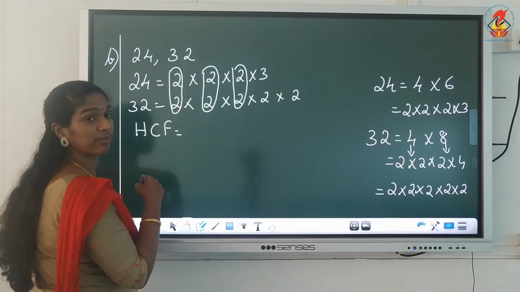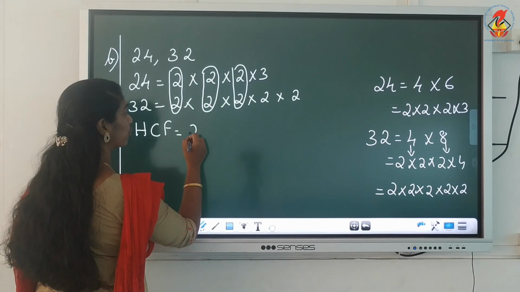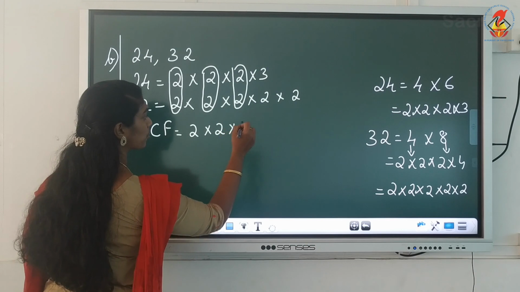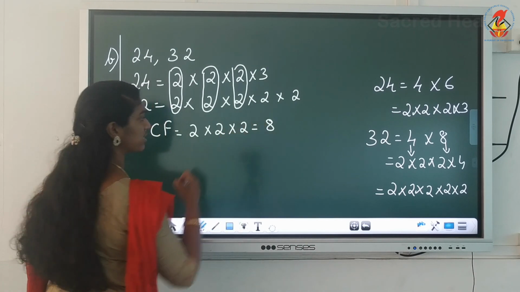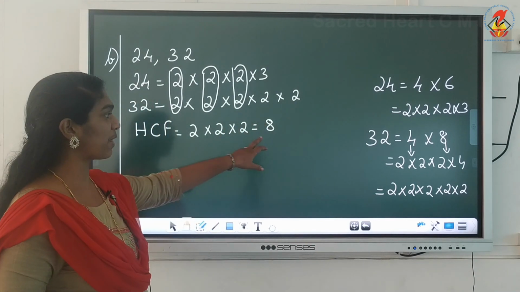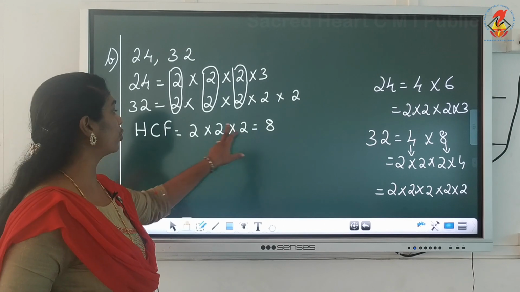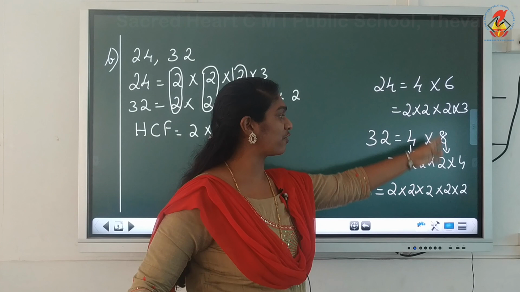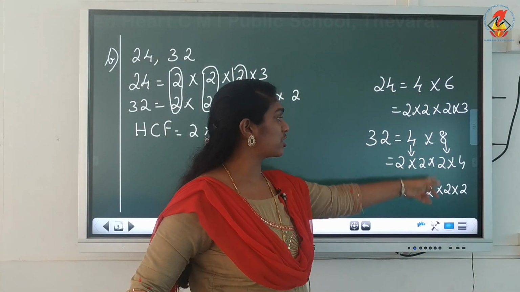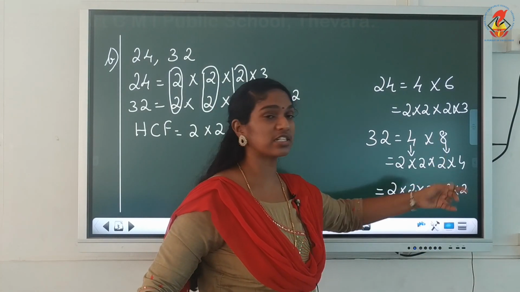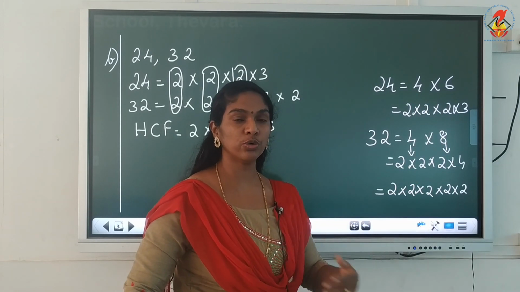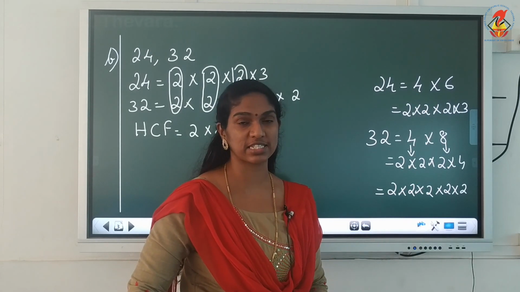I'll take one from each group. I'll only take from the group. 2, one from this group and one from this group. What do I get? I get 8. So children, what is the prime factorization of 8? 2 into 2 into 2. Keep that in mind. Otherwise what happens? You will have to split again and again. Straight away you can write it over there. For 8 it is 2 into 2 into 2. Okay, 2 into 2 into 2 is 8.